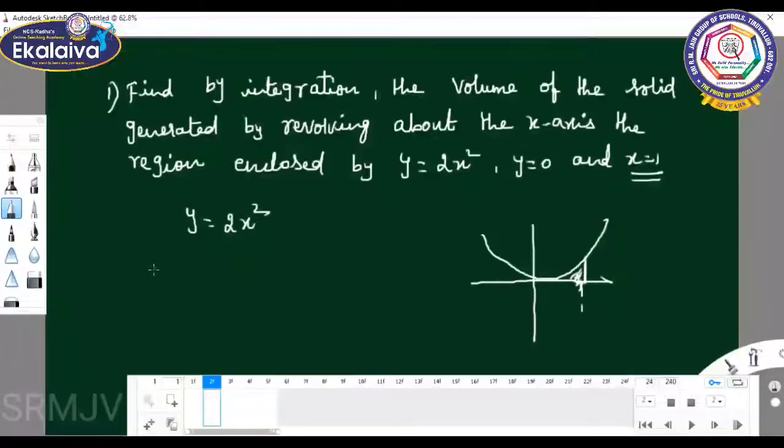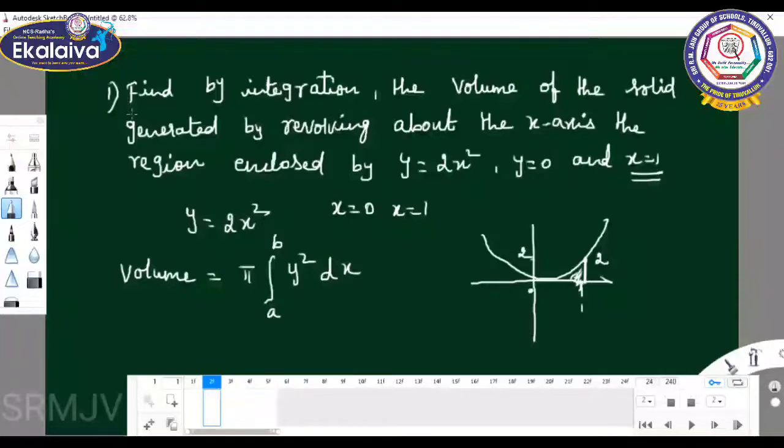So what is the formula? Volume equal to pi integral a to b y square into dx. The limit is x equal to 0 to x equal to 1. X equal to 1 means y equal to 2. It is revolved about the x-axis like this.